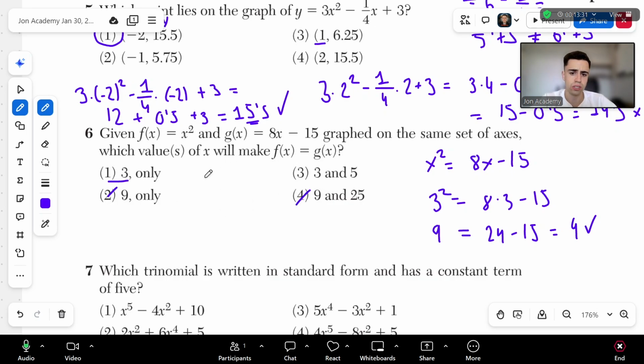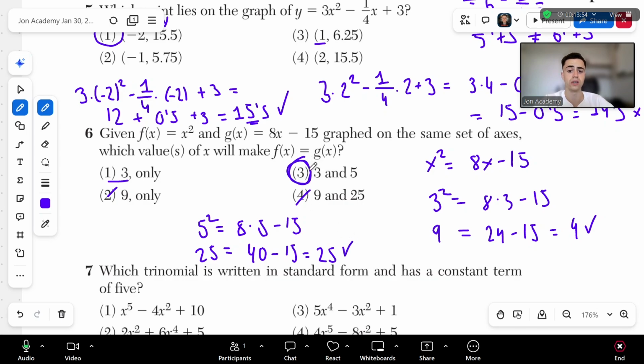And now we need to do the same for 5, no? So 5 squared, is it equal to 8 times 5 minus 15? This is 25. This is 40 minus 15, which is also 25. Therefore, both 3 and 5 accomplish this, no? So both is option 3 then.